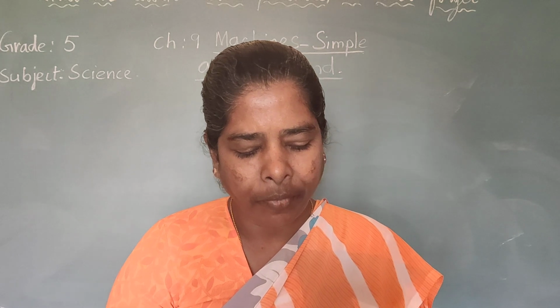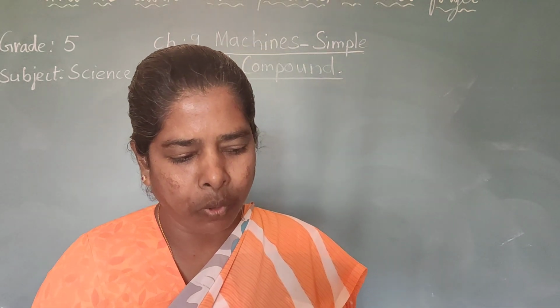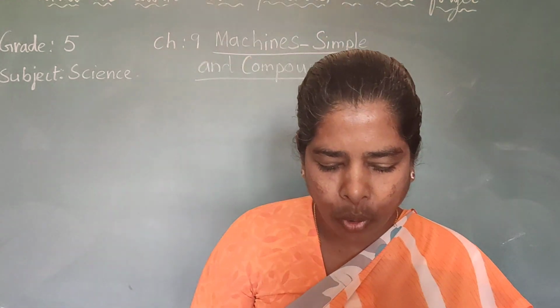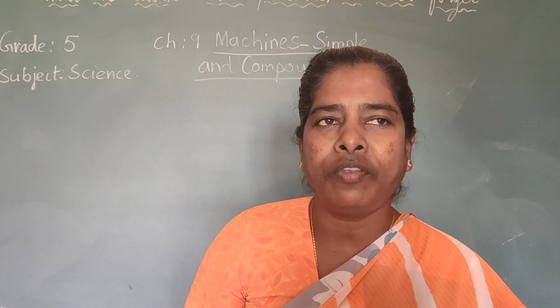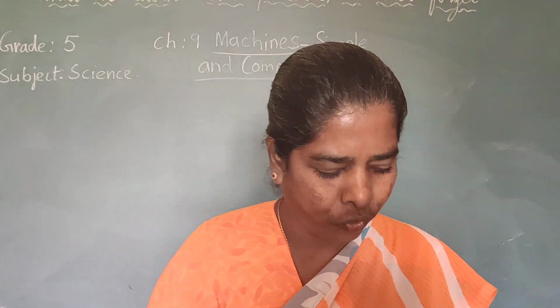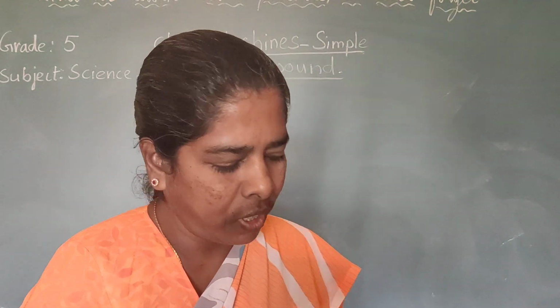We are in chapter 9, children. We are learning about simple and compound machines. Now, please open your textbook, page number 122, children. We are going to see about the wedge.